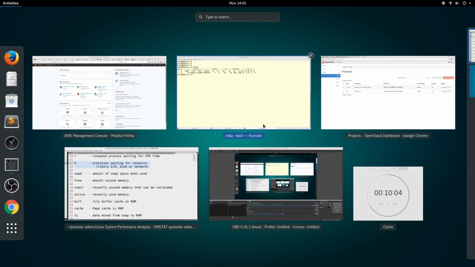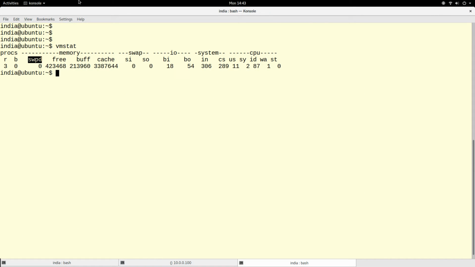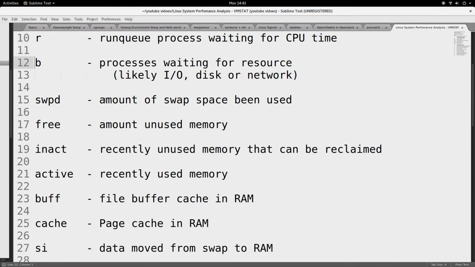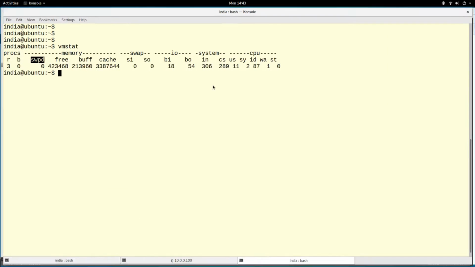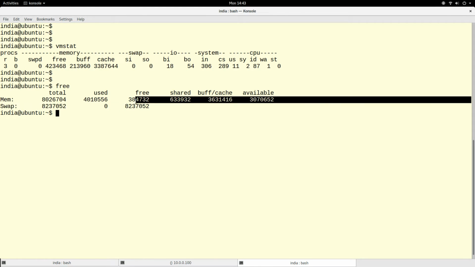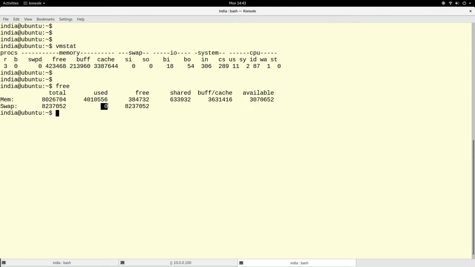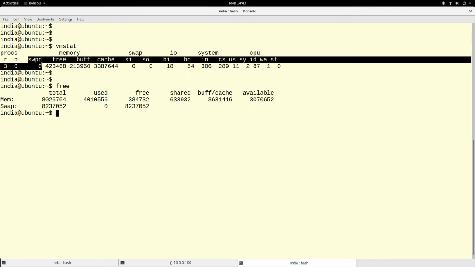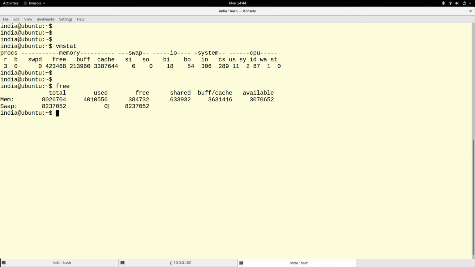Let's keep going. The next one is swapped. Swap is the amount of swap space that is being used. Another way you can see swap space is if you run free. Free will tell you the amount of swap space that is being used. Right now I'm not using any swap space, and you see here it also reports 0. In a very high performance environment, your swap use should actually be 0. If you see any usage of swap space in a high performance environment, that points to a problem.